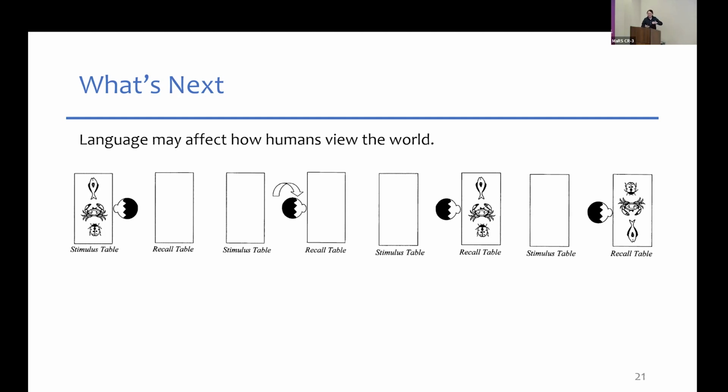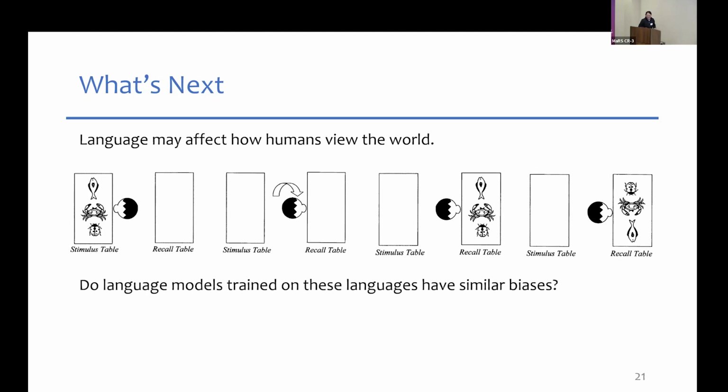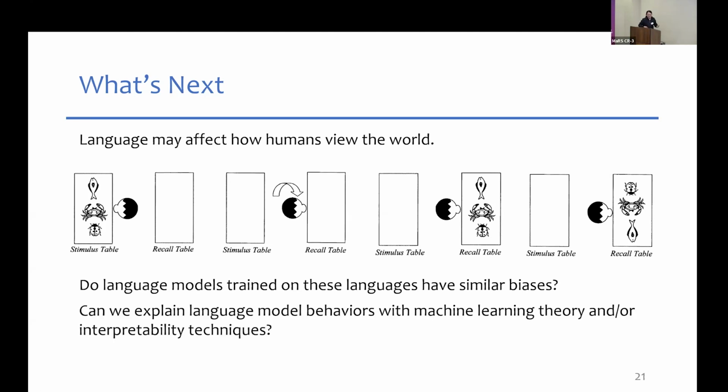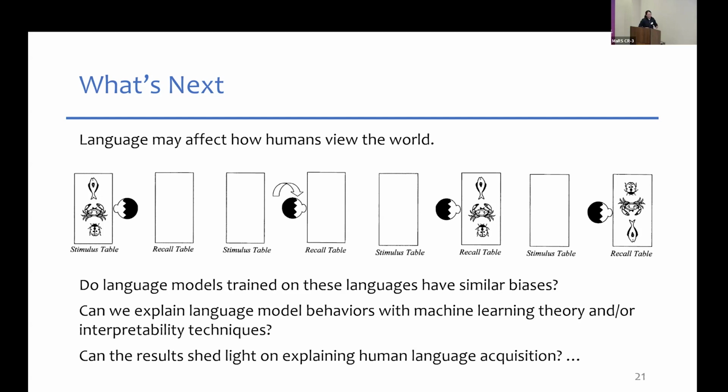That is basically focusing on the relative spatial relations of the objects that are facing you. So I'm very interested to investigate questions like, do language models trained on these languages have the same inductive biases? Or if not, what other factors shape people to think like this? And also, can we explain the language model behaviors with machine learning theory and/or interpretability techniques to find the neurons that encode these kinds of inductive biases? And also, can the results about the machines, or the large language models, shed light on explaining human language acquisition?